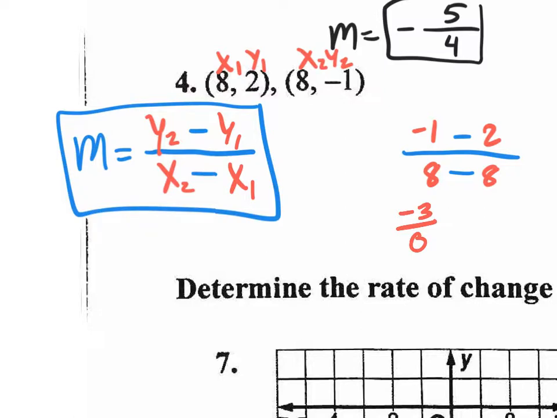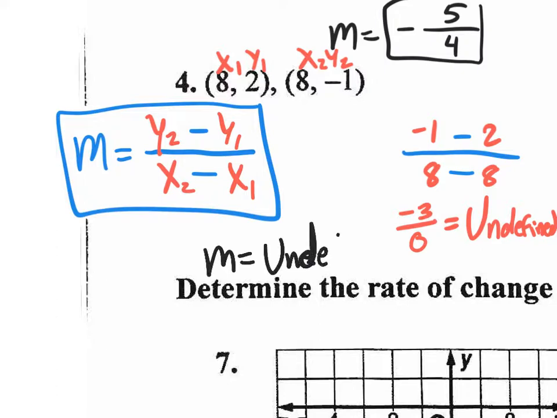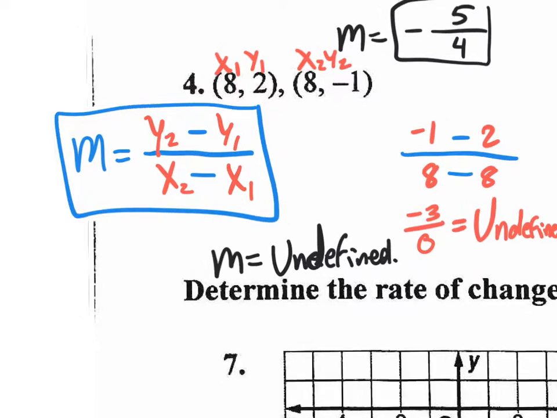Now remember, if 0 is underneath, it's undefined. The slope is undefined. Okay? Underneath, undefined. M equals undefined. All right, so when 0 is on top, the answer is 0. When 0 is underneath, it's undefined. Let's move on to number 5.